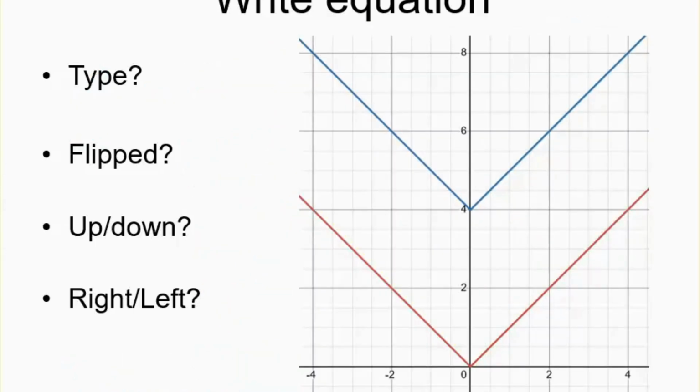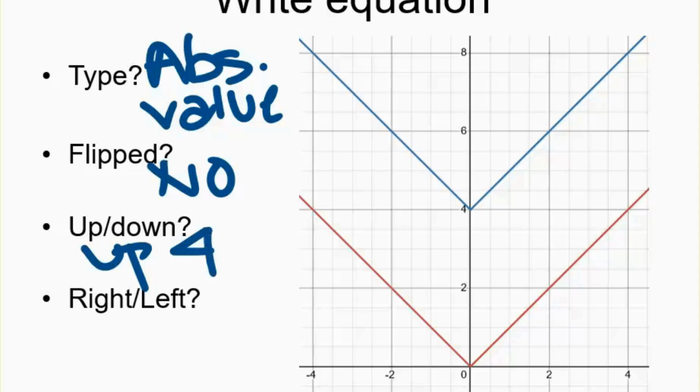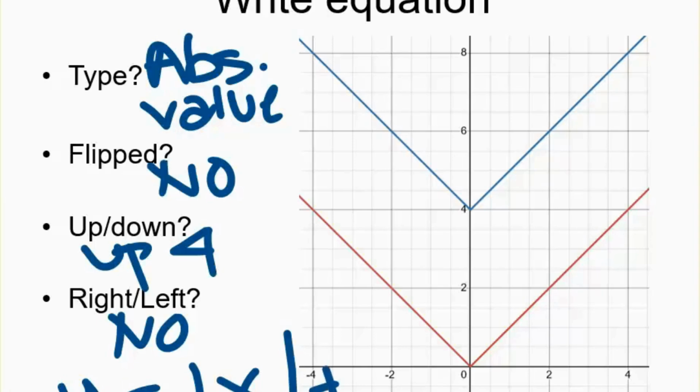Graph number 3. This one looks a little bit different. Here I'm going to have an absolute value. This was not flipped up and down, but it was moved. So it was moved up 4, and it was not moved right or left. So my parent function, y equals the absolute value of x. Moving up and down just goes at the end. So absolute value of x plus 4.